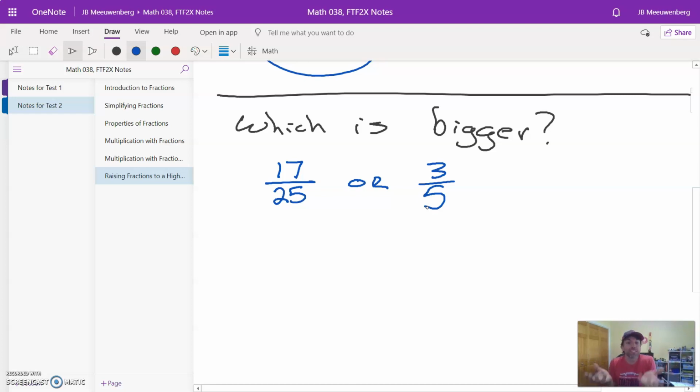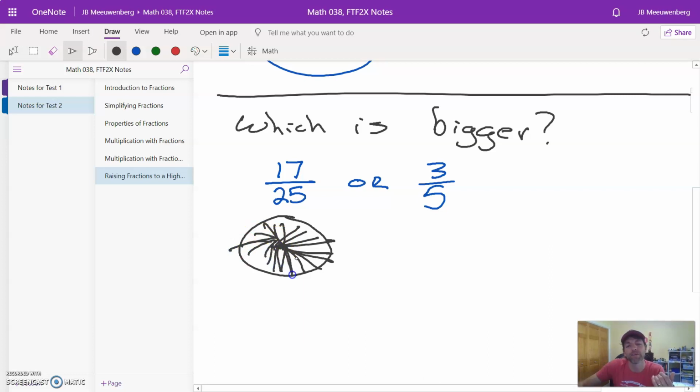I don't know. It's hard to tell just by looking at them. Because if we tried to draw a picture of 17 out of 25, imagine splitting this up into 25 little segments. We'd have to draw so many of these little segments, 25. I don't even know if that's right or not. 3/5, on the other hand, would be just 5. We could picture that a little bit better. So this method isn't really going to help us much.